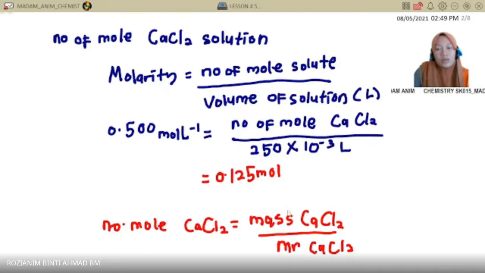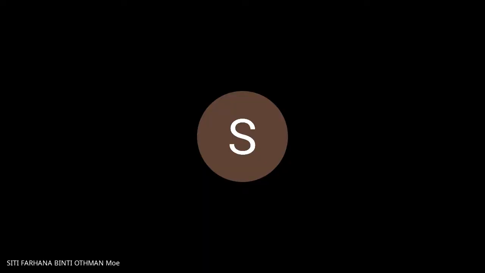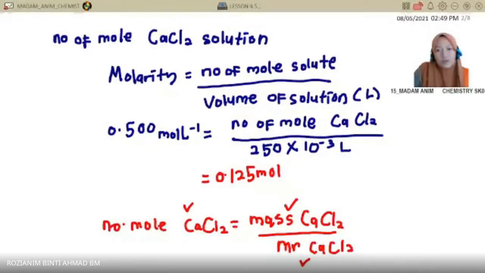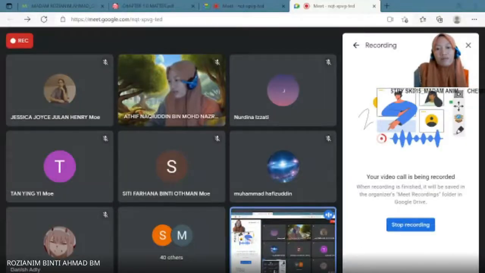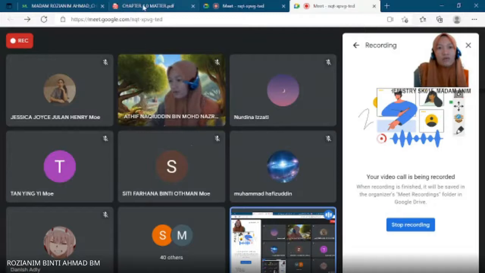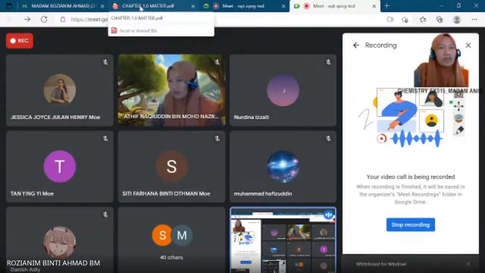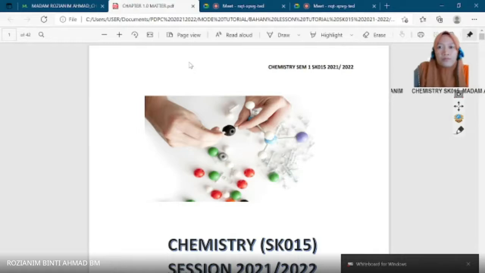Okay, so data soalan nak mass. Mol dah ada. How we find out molar mass calcium chloride? Siti Farhana Othman, how we find out the value of molar mass calcium chloride? Nak dapat mana? Tambah relative atom mass. Okay, good. So, you must add up the relative atomic mass of what? Relative atomic mass of each compound.